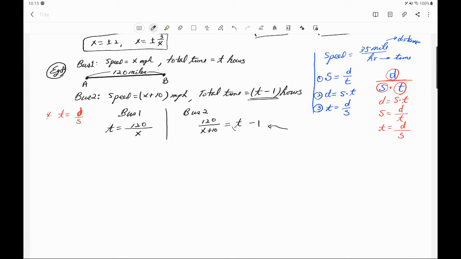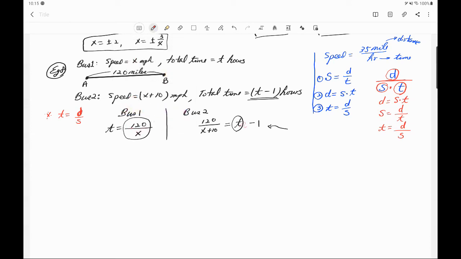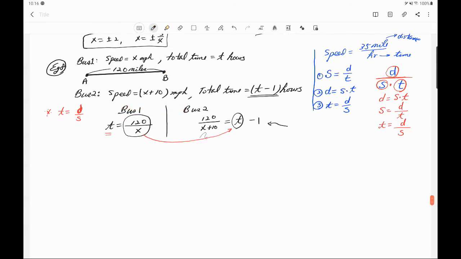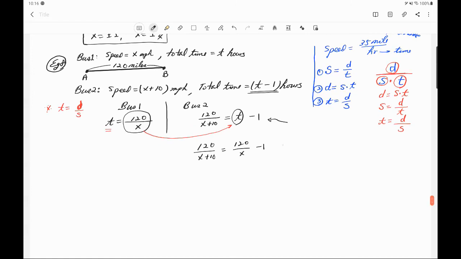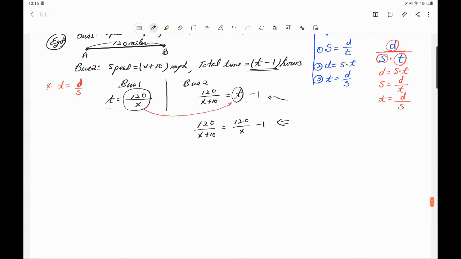In this case, we can replace this t with this value. Okay, so let's now plug it in. Since t is 120 over x, let's replace this t with that value. Let's rewrite this equation: 120 over x plus 10 equals 120 over x minus 1. So we have an equation, and this equation has x, and x is the speed of the bus 1. So let's find the speed, x.